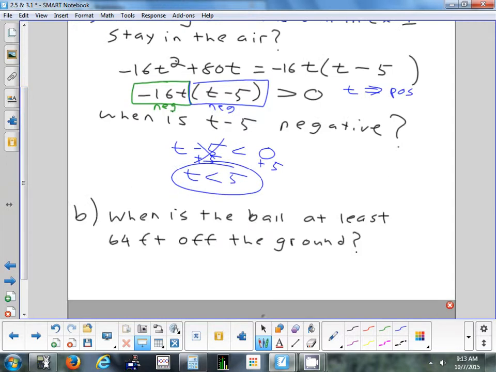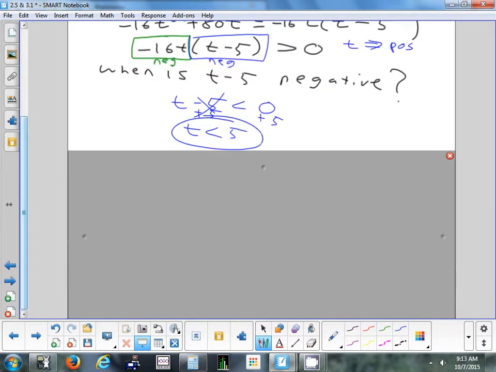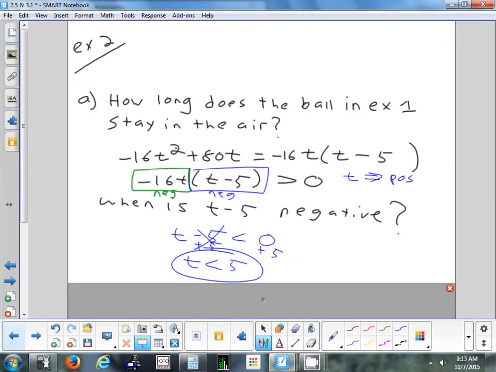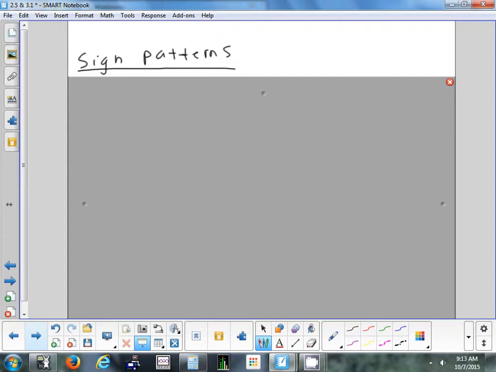All right, and we already did part B. I did that before we did this part. All right, so that method that we just used worked fine, as long as we can factor, which is what we did. We factored out a negative 16t. Factoring is going to be how we deal with more complex inequalities.